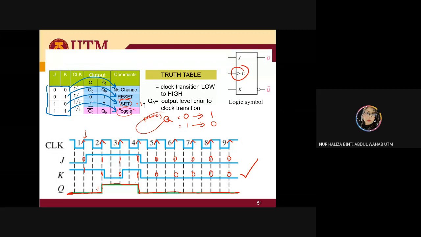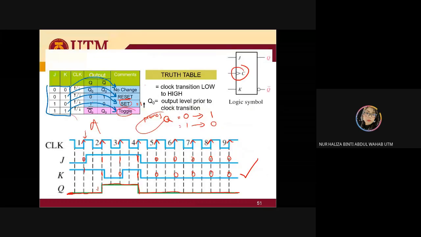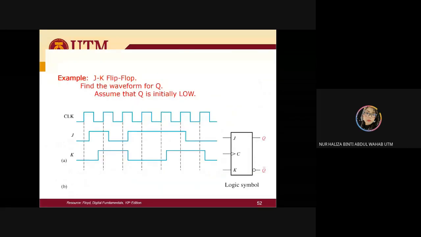So the hint is you need to remember this table. How are you going to derive it? You can try using your simulator. Put it in there also, then you will get this output. So what else? Okay, this is another example.